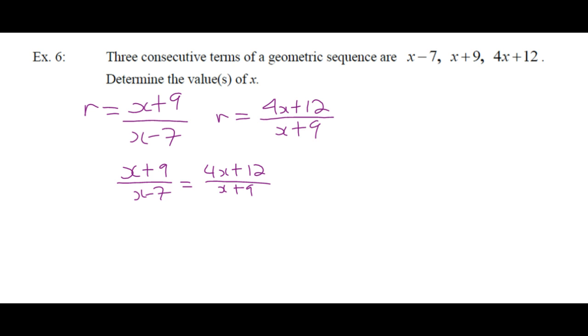And then I'm just going to cross multiply, right? We're going to multiply both sides by the lowest common denominator, or cross multiply. So it's just x plus 9 times x plus 9 is equal to 4x plus 12 times x minus 7.